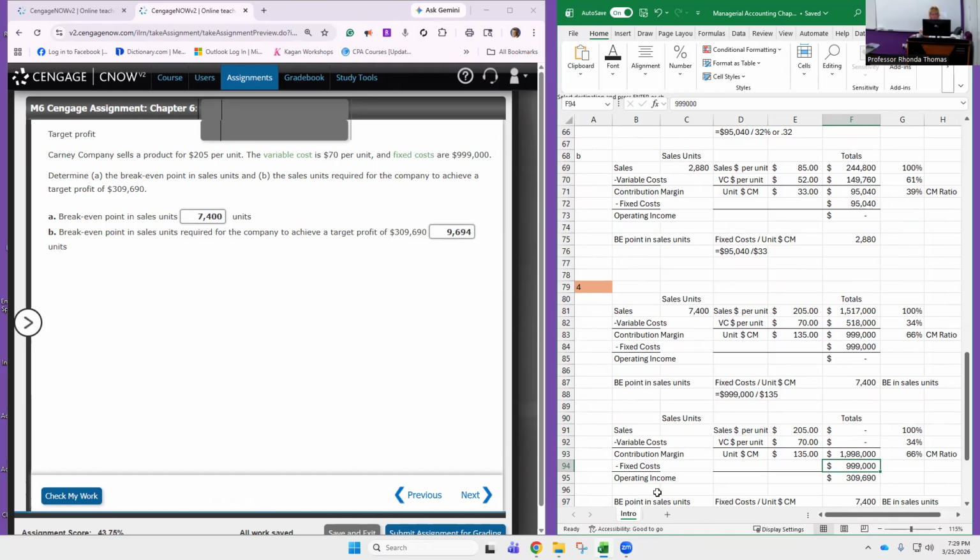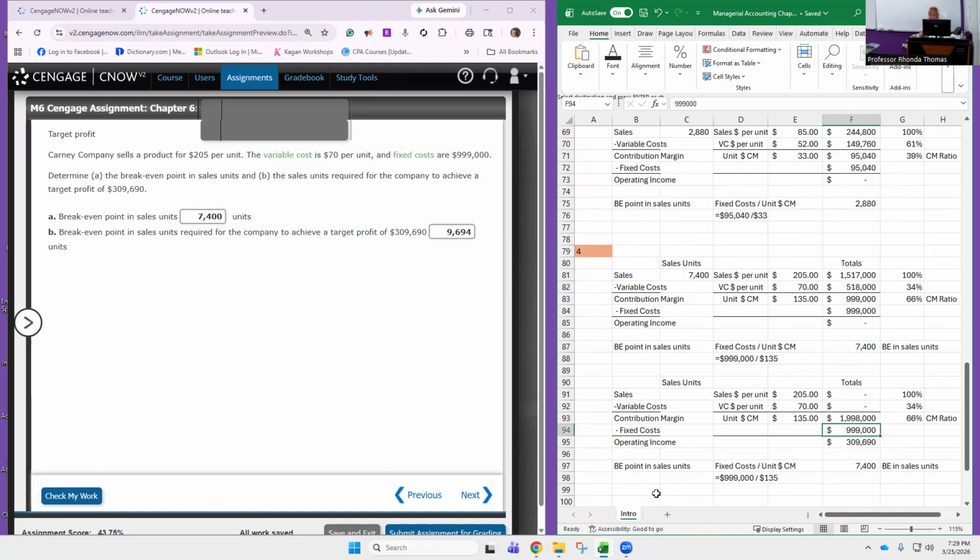Let me also give you the formulas for target profit. That way, sometimes it's okay to rely on a formula. Okay, sometimes it is. All right, so by the way, that was what we found here.